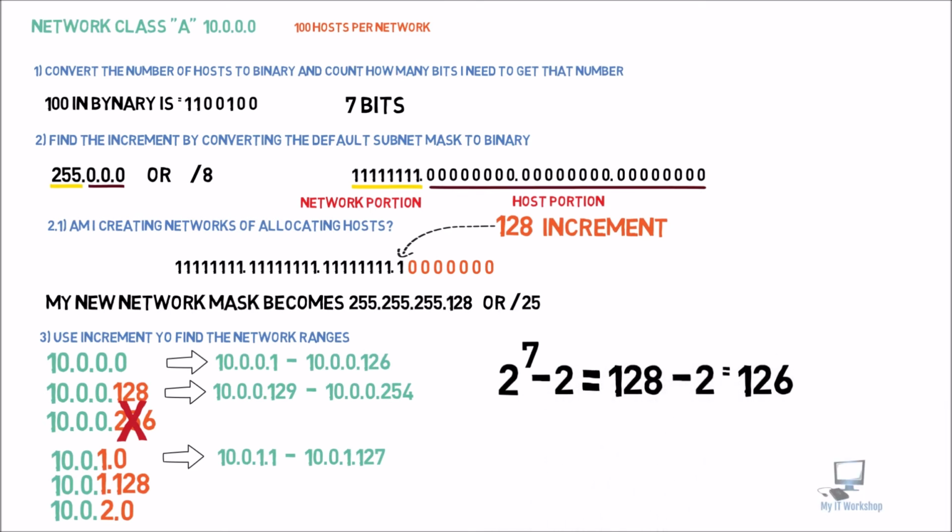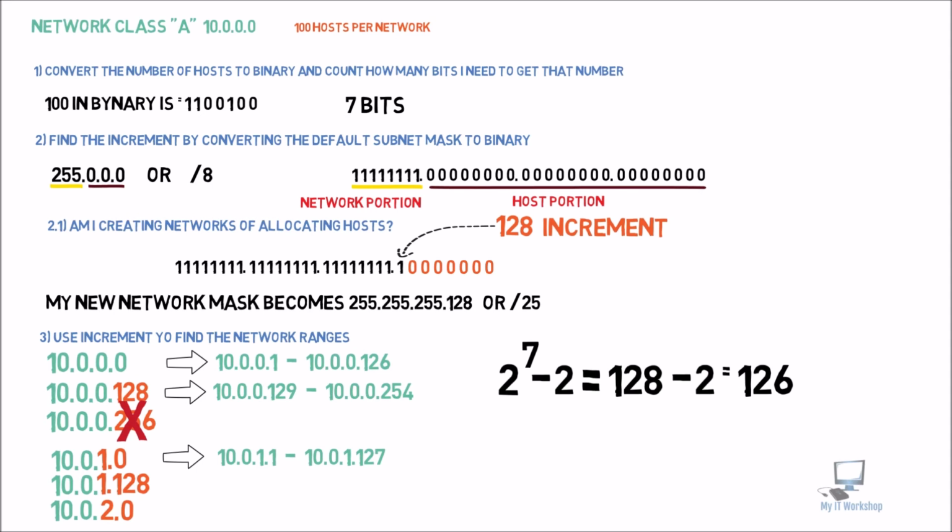So if we go to our formula, it's going to be 2 to the power of 7 minus 2, which is 128 minus 2, which is 126. So we have for each network 126 usable IP addresses. As we have seen in the last example, the first one we cannot use, and the last one we cannot use. Let's do it for the second one.